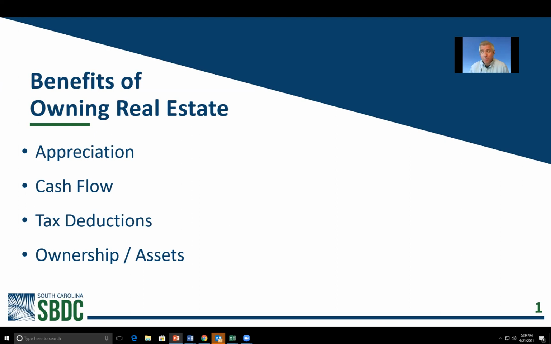There are probably thousands of books out there. There's videos, there's YouTube, there's programs, there's everything you can imagine on investing in real estate and making a fortune, right? Become a millionaire. Well, there's a reason behind that because there are a lot of benefits to owning real estate, but like any business, there's a lot of risks. And I'll go through some of the risks here as well. So yeah, there's risks, there's rewards.